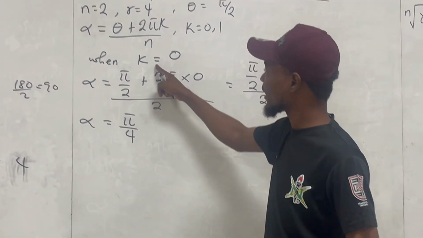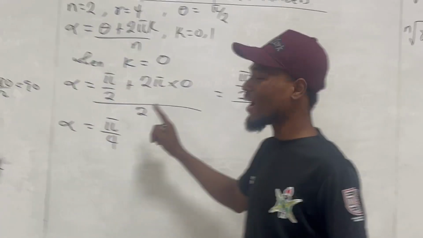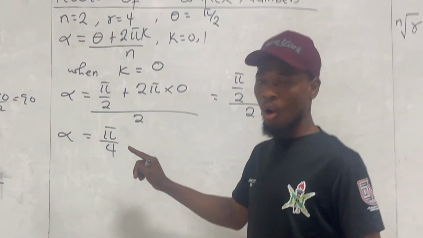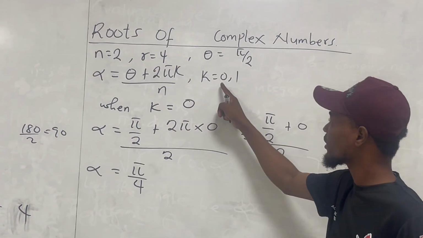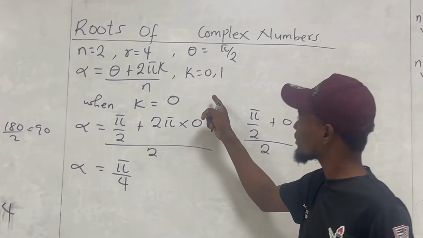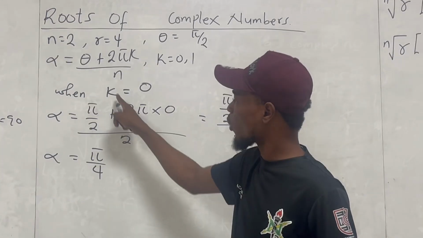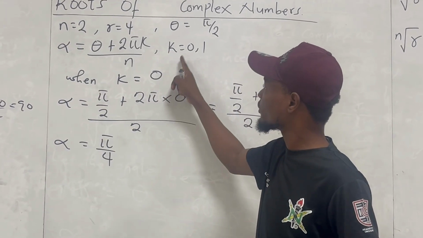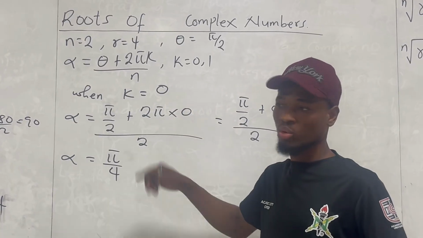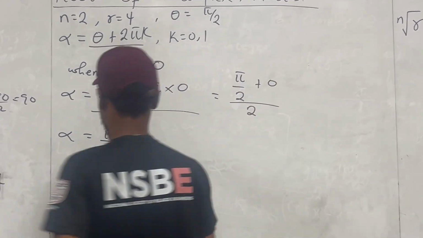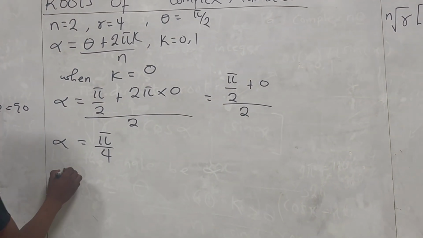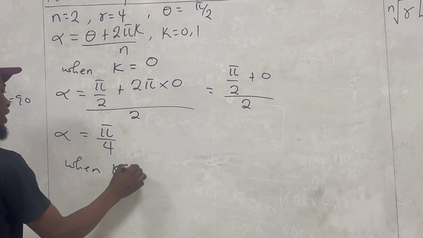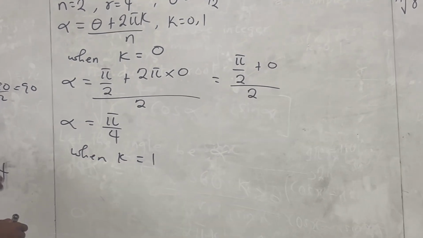We found the angle for when k is equal to 0. Now let's consider when k is equal to 1. We've considered the situation when k is equal to 0, so let's consider the situation where k is equal to 1, so that we can finish on time. So what happens when k is equal to 1?